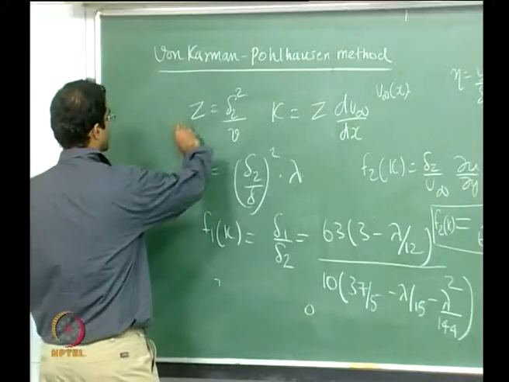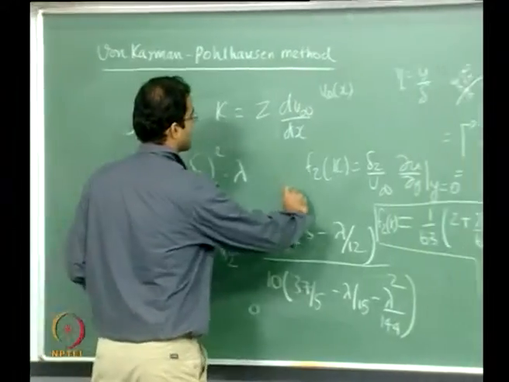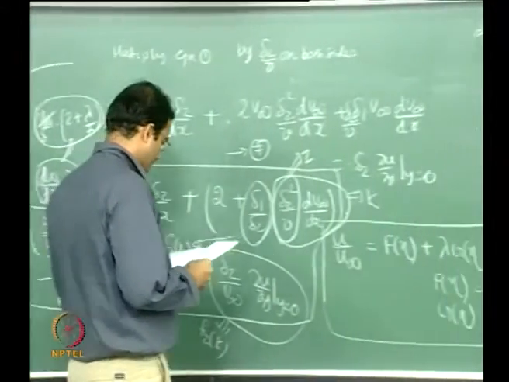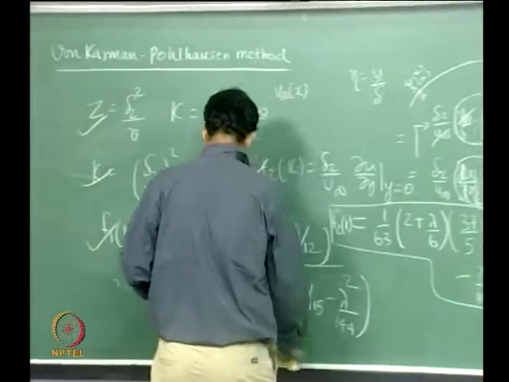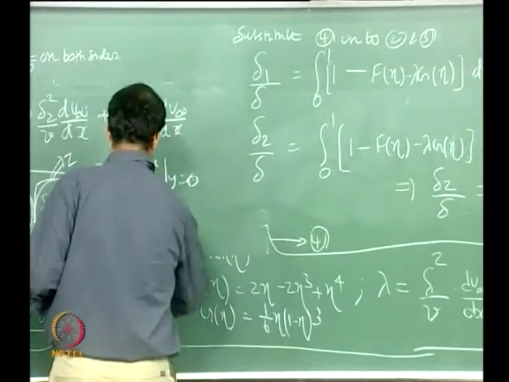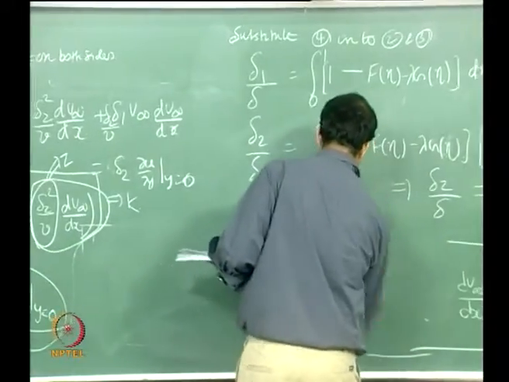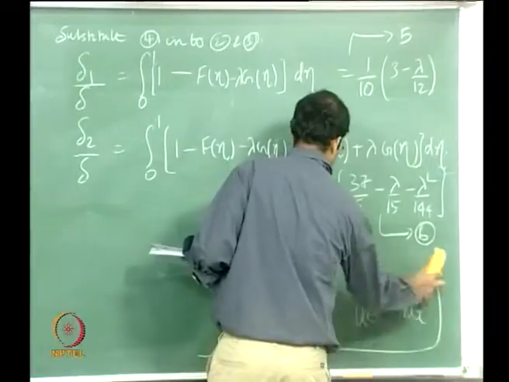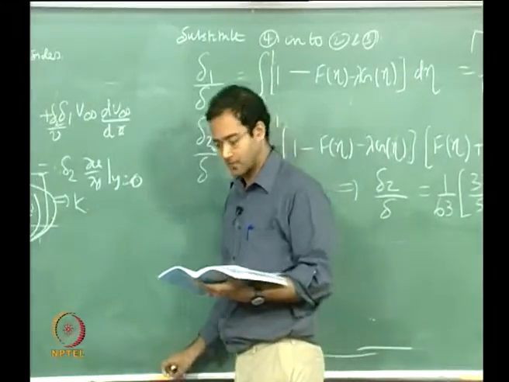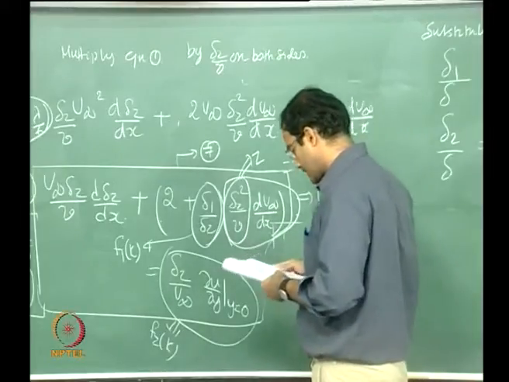So z is a function of delta 2 square and delta 2 is a function of lambda, k is a function of lambda, f1 is a function of lambda, f2 is a function of lambda. So now that we have everything, we can substitute these expressions into the momentum integral equation of the form 7, and probably, as you might have guessed by now, we cannot solve this equation by hand. So this is a tedious expression, so we will once again have to use the numerical method to solve it. So I will just cast it in the final form.